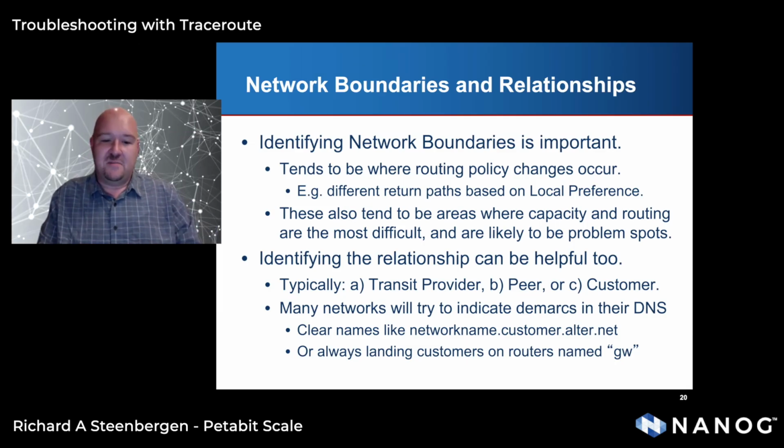So at any kind of network border between two peers, you might be seeing peering congestion or transit congestion, or even customer congestion. So when identifying the relationship, typically you want to figure out the three major relationships: either a transit relationship, a peer relationship, or a customer relationship, with customer and transit being the inverse of each other. One is a customer of a transit provider. They go back and forth. Many networks will try to indicate this in their DNS, and it's really helpful for knowing where that is.